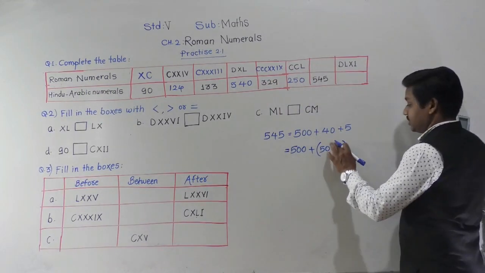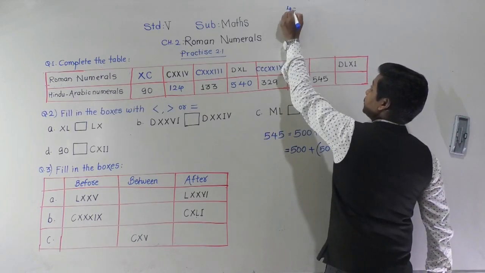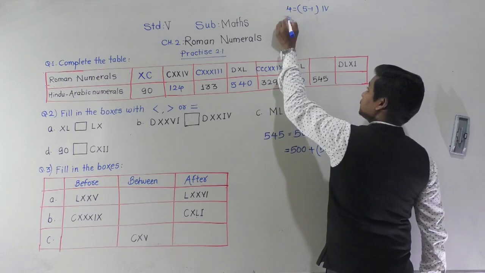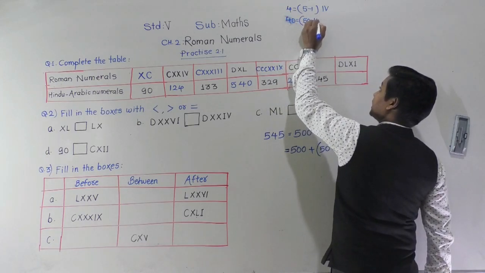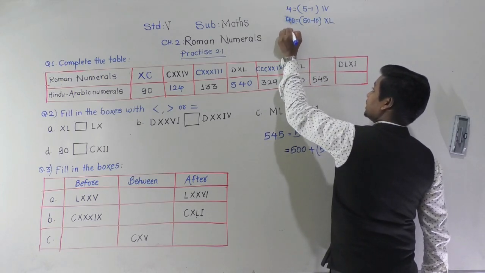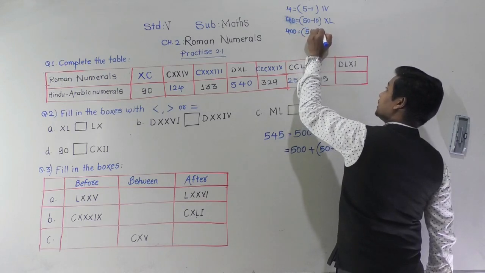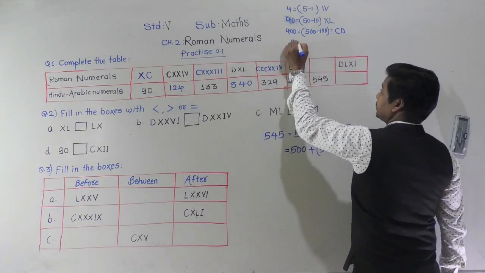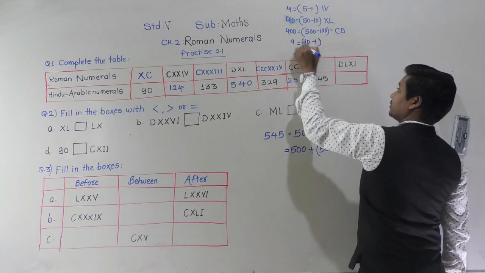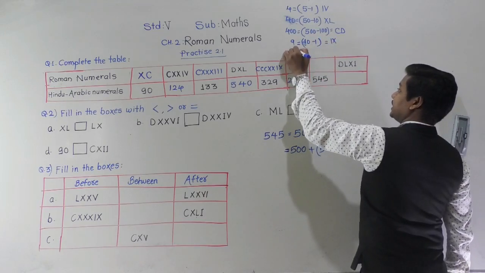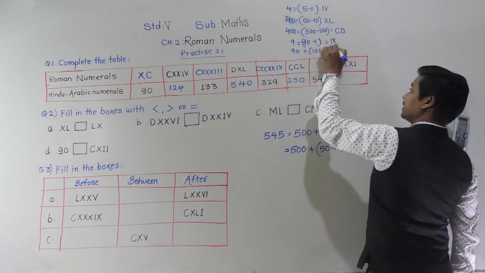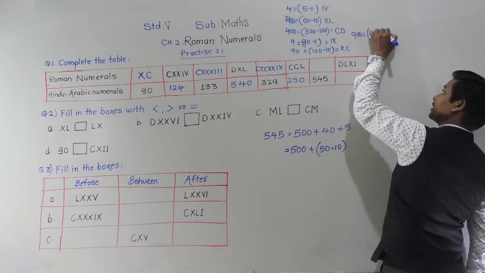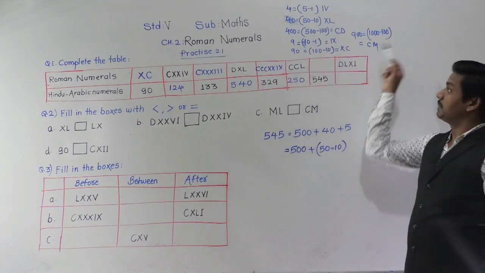Remember 4, 9, 40, 90, 400, 900. How to write them? When there is 4, you need to write 5 minus 1. That is IV. When there is 9, you need to write 10 minus 1, that is IX. When there is 40, you need to write 50 minus 10. See the pattern. That is XL. When there is 400, you write 500 minus 100. That is CD. When there is 90, you need to write 100 minus 10. That is XC. And when there is 900, you write 1000 minus 100. That is CM.